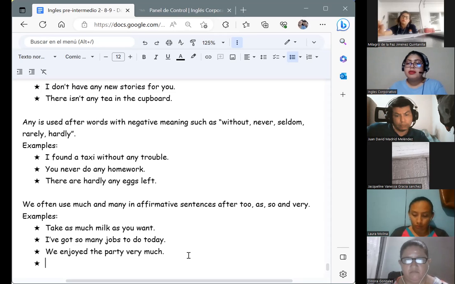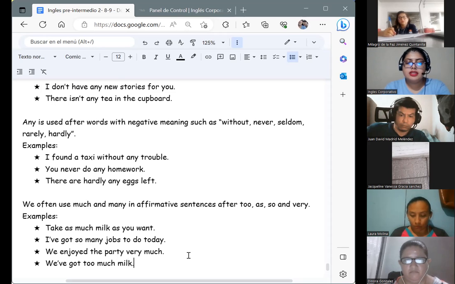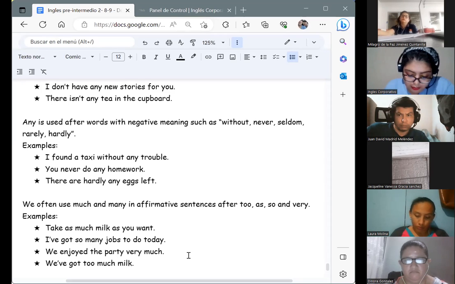We have got too much milk. We've got too much milk. In this case, it's related that we have a lot of. Tenemos, lo podemos traducir como obtuvimos mucha o demasiada leche. Too much es demasiado, cuando es una cantidad bastante grande.